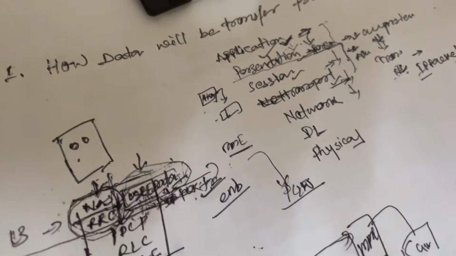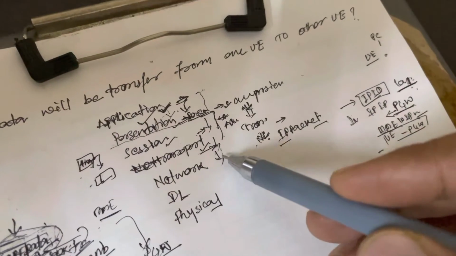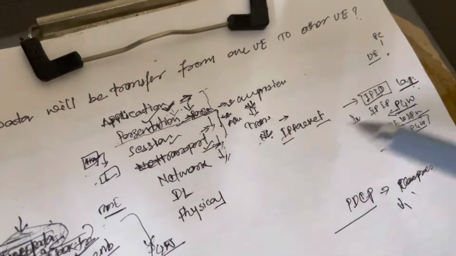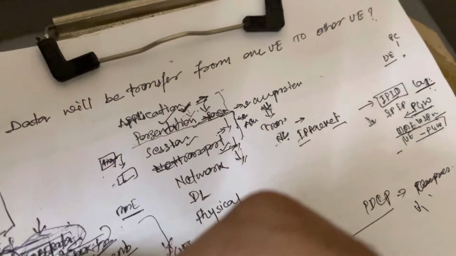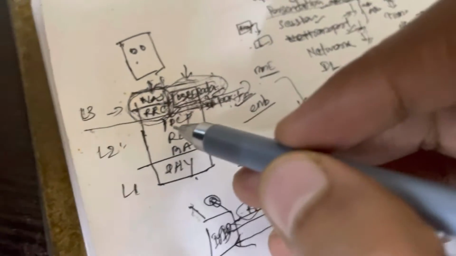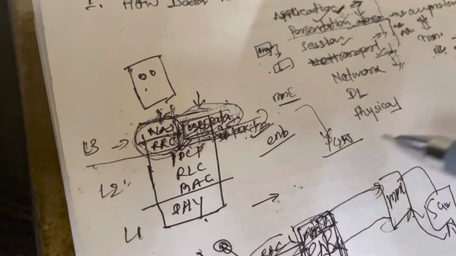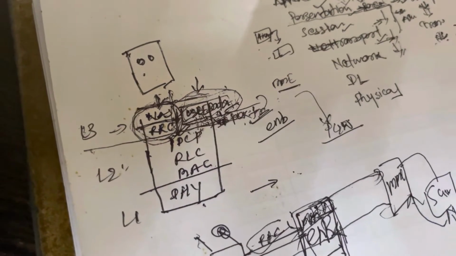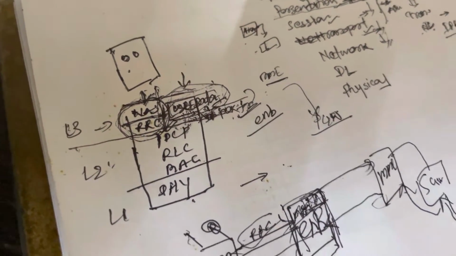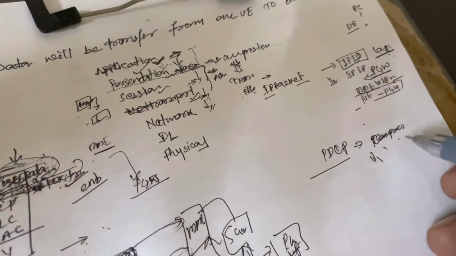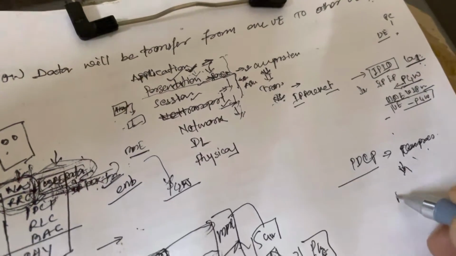So now coming to the PDCP. After coming here, every layer has added its headers, and along with the data, the signaling protocol message has also been added. So now again we need to compress the data. So the PDCP layer will compress the data again and forward it to the RLC.